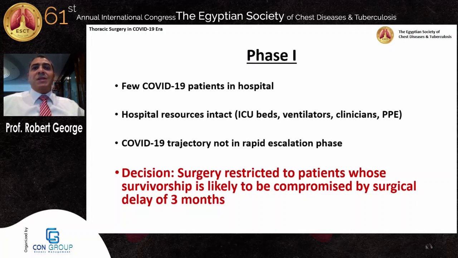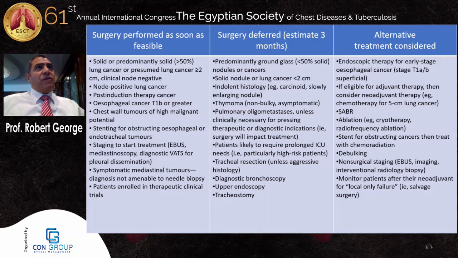whose survivorship is likely to be compromised by surgery if delayed 3 months. So we look at this table over here. If this patient, for example, has a 50% predominant solid tumor in phase 1 of the disease, and lung cancer or presumed lung cancer of more than 2 cm with clinical node negative, that means it's T1C and above, and node, then these patients maybe will have surgery performed as soon as possible because they will benefit the most.